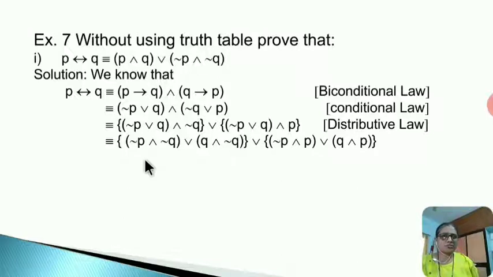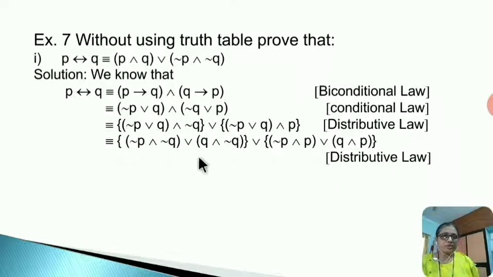Now again by using distributive law in both the brackets, see what we get. Negation P and negation Q or Q and negation Q. This or as it is here. Now again use distributive law for this second bracket. Here we get negation P and P or Q and P. Right, here the justification what do we use? Distributive law.